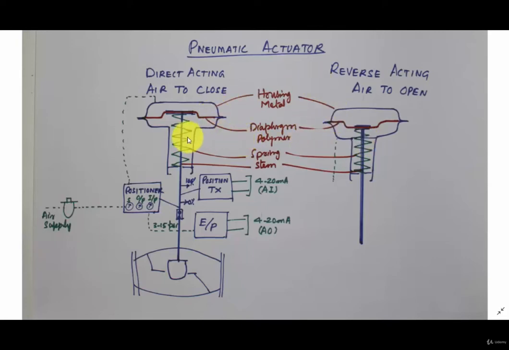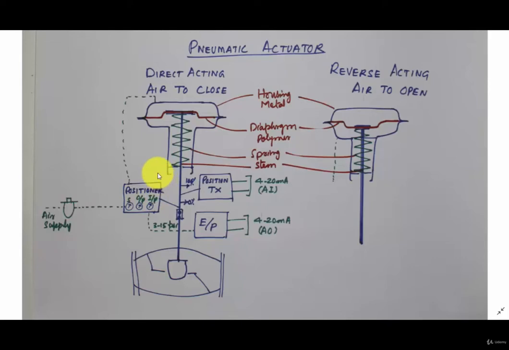Other than that, we will have other components like the electro-pneumatic converter. As the name suggests, it receives the standard electronic signal, that is 4 to 20 milliamperes, as an analog output from a controller or a DCS or a PLC, and it converts it into a pneumatic signal. Pneumatic means 3 to 15 psi. This 3 to 15 psi goes to the positioner.